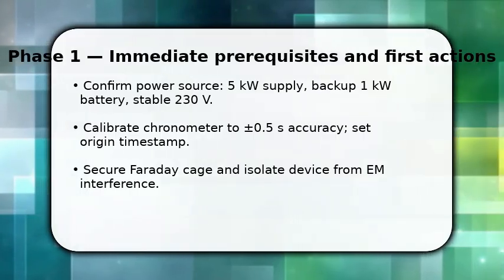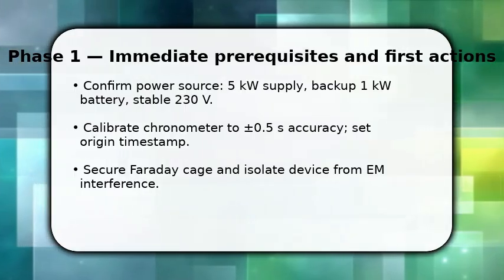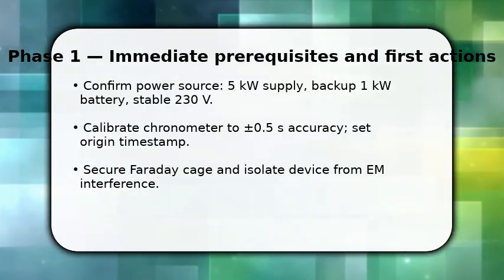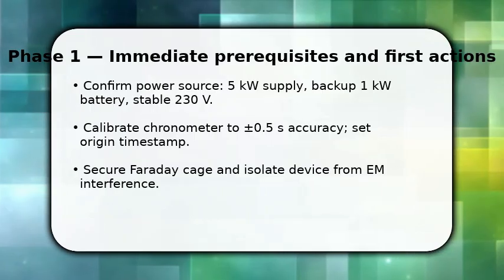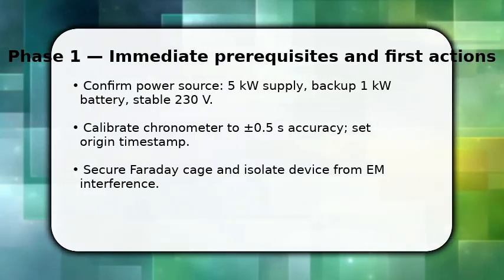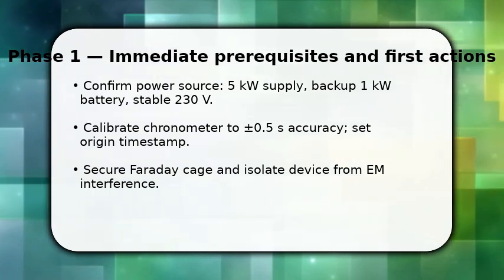Once done, calibrate the chronometer to within plus or minus 0.5 seconds and enter your origin timestamp because precise phase reference prevents drift. Make sure the device sits inside a grounded Faraday cage to exclude stray electromagnetic fields. This protects coherence, and it sets the stage for pulse generation.